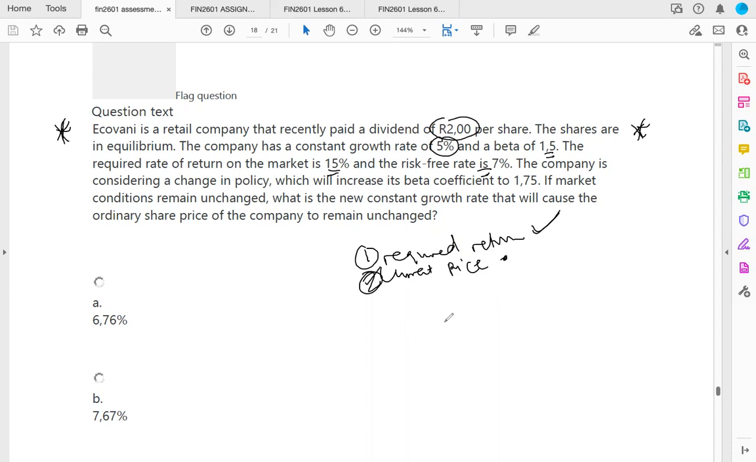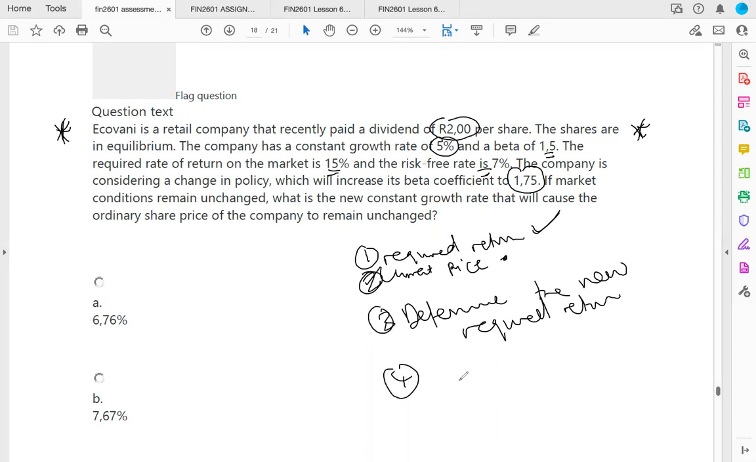And then after getting the current price of the share, determine the new required return based on the new beta coefficient. And then after determining that, the final thing you need to do is substitute that price that we got into this formula, and then solve for the growth rate. So you'll still use our current dividend, and the new required return that we calculated here. So you will now have these 3 values, and then you need to solve for the growth rate.